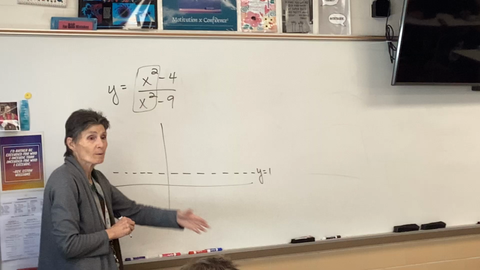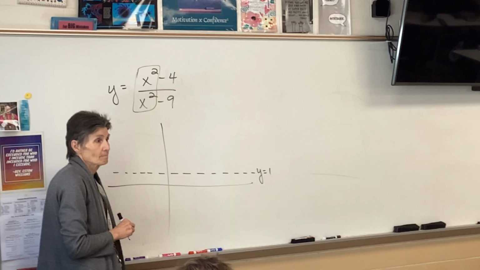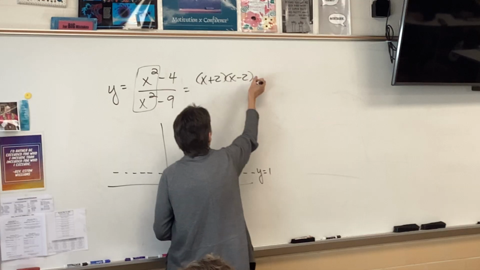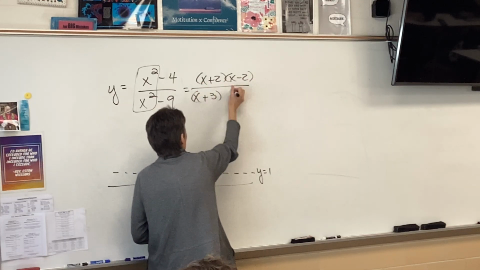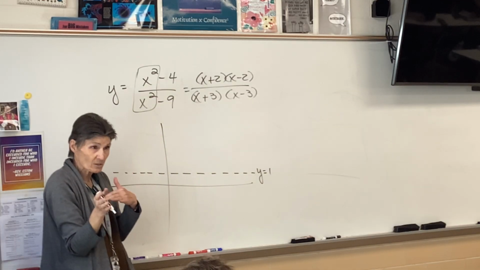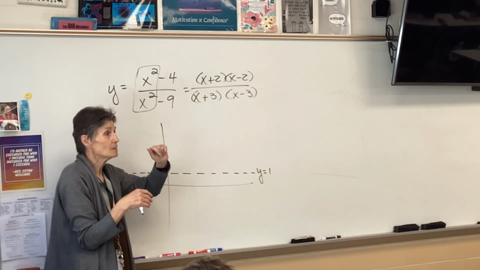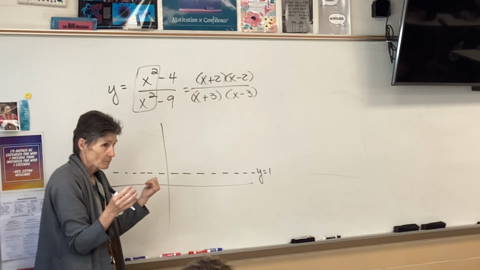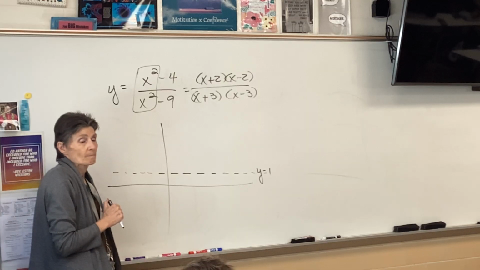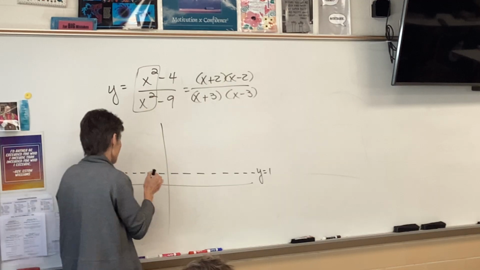All right, what else? Who remembers something else? Factor. So x plus 2, x minus 2, x plus 3, x minus 3. Everybody good with that? Now, sometimes when we do that, stuff cancels. That'd be a hole, and that's how you get a hole. Obviously, nothing's gonna cancel here, so there won't be any holes. But what can I do with those things? Vertical asymptotes are at negative 3 and 3.